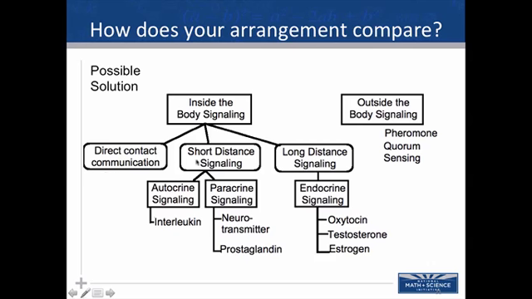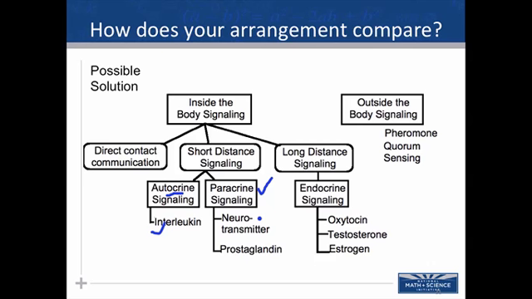With short distance, we had 2 pathways here. There's autocrine, where the cell that is secreting the chemical is actually talking to itself or members of the exact same cell line, and interleukin was our example. Then with paracrine signaling, this is short distance communication where the chemical signal is put into the tissue right outside the cell, and communication occurs.